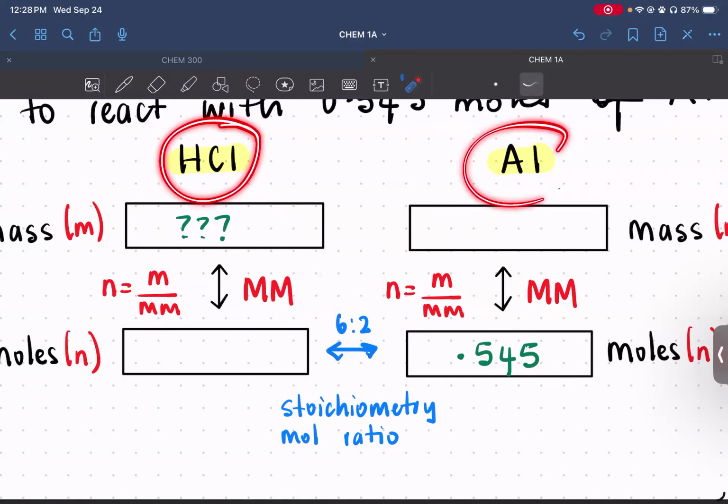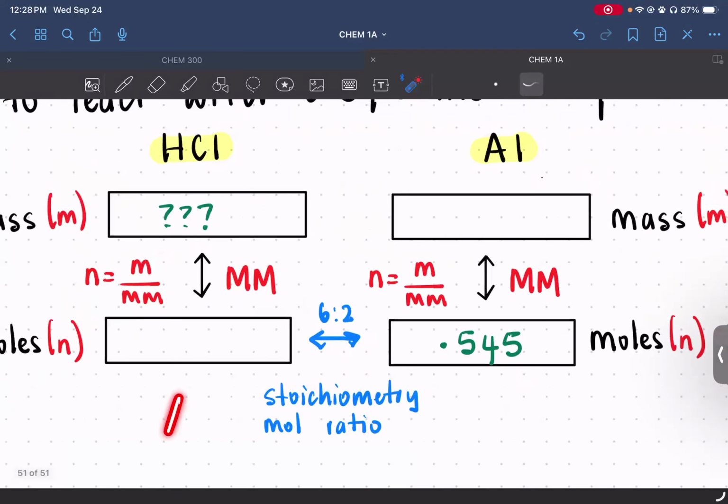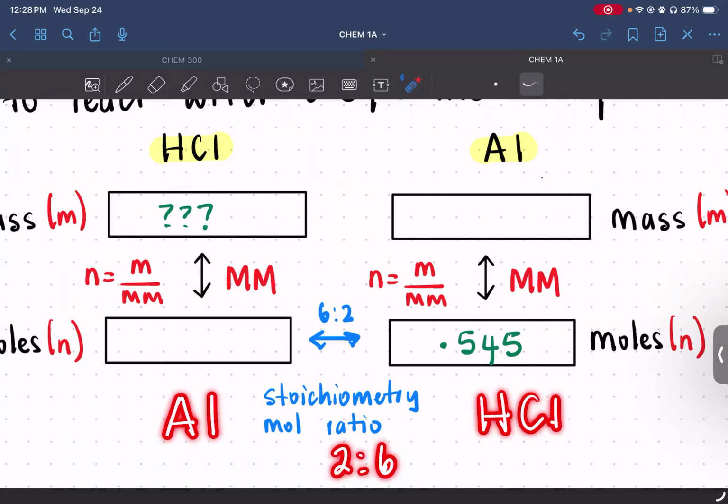The order that you write these guys up here doesn't matter at all. In fact, if I had left the left side as Al and the right side as HCl, this would be 2:6, because that's the order I wrote it in.